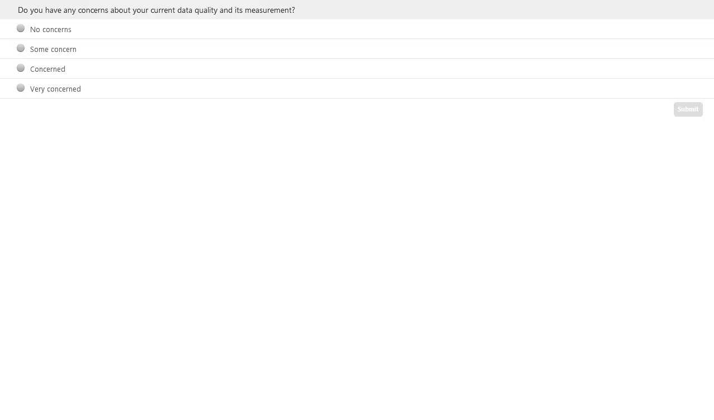I mentioned that we had another poll, and here it is. If you come back to your keyboards and answer this question for us: do you have any concerns about your current data quality and its measurement? It's just this scale here of no concern, some concern, concerned, or very concerned. So go ahead and click on that.